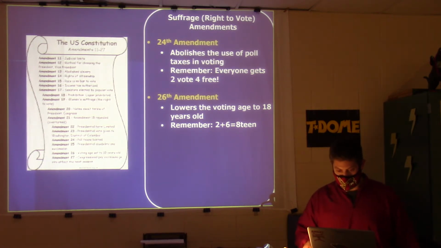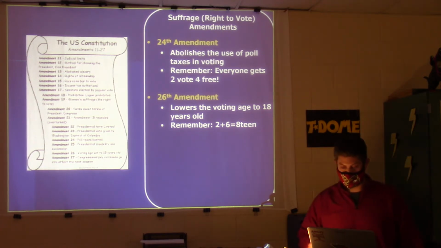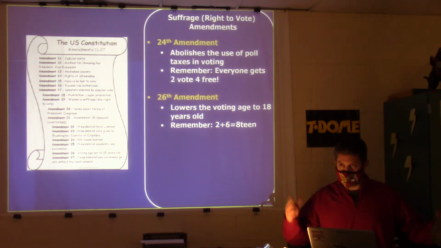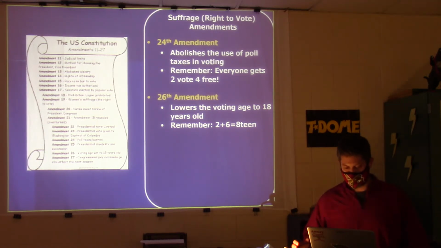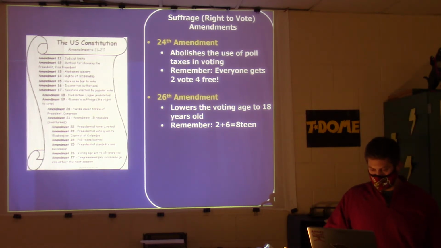And if you have to pay money to do it, honestly, if you had to pay $20 to vote right now, I wouldn't do it. So it becomes a privileged thing. Okay, so the 24th Amendment got rid of that. So no more poll taxes, and that way everybody feels comfortable going to vote. So remember, everyone gets to vote for free, 2 and 4.